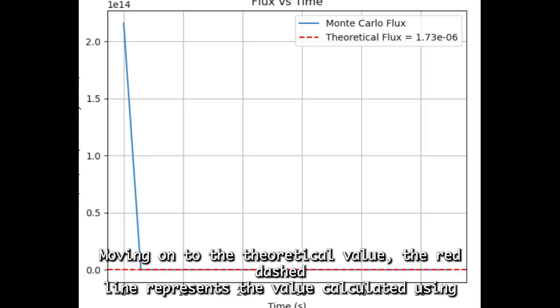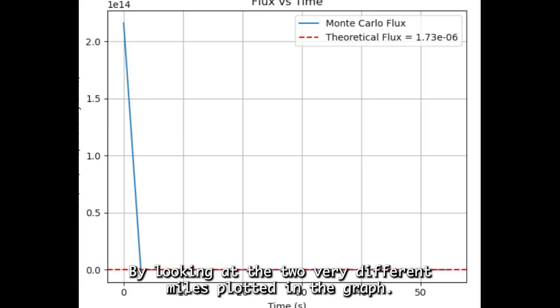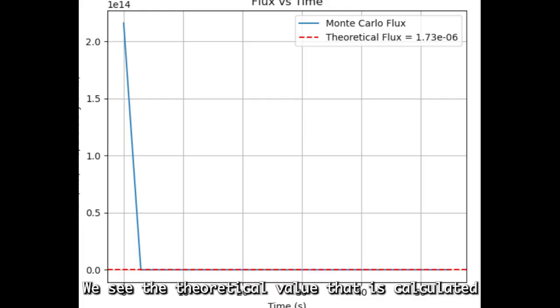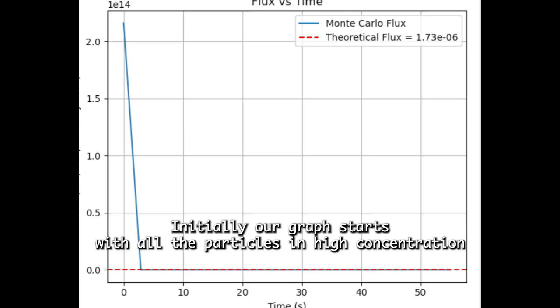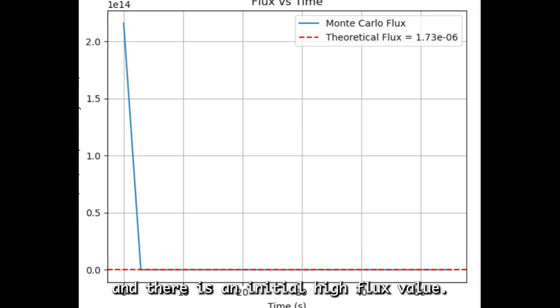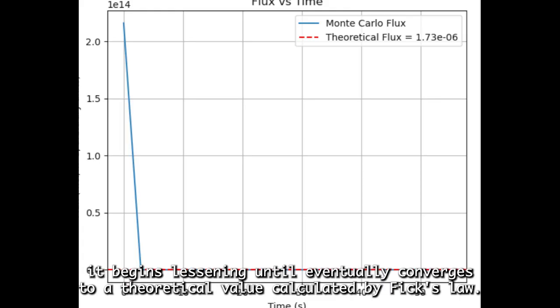Moving on to the theoretical value, the red dashed line represents the value calculated using Fick's law, which is then graphed as a constant value of 1.73 times 10 to the negative 5th. By looking at the two very different models plotted in the graph, we see the theoretical value that is calculated will always be the same, while the graph plotted using the Monte Carlo simulation shows how initially our graph starts with all the particles in high concentration, and there is an initial high flux value, but as the model continues running, creating the gradient, it begins lessening until it eventually converges to the theoretical value calculated by Fick's law.